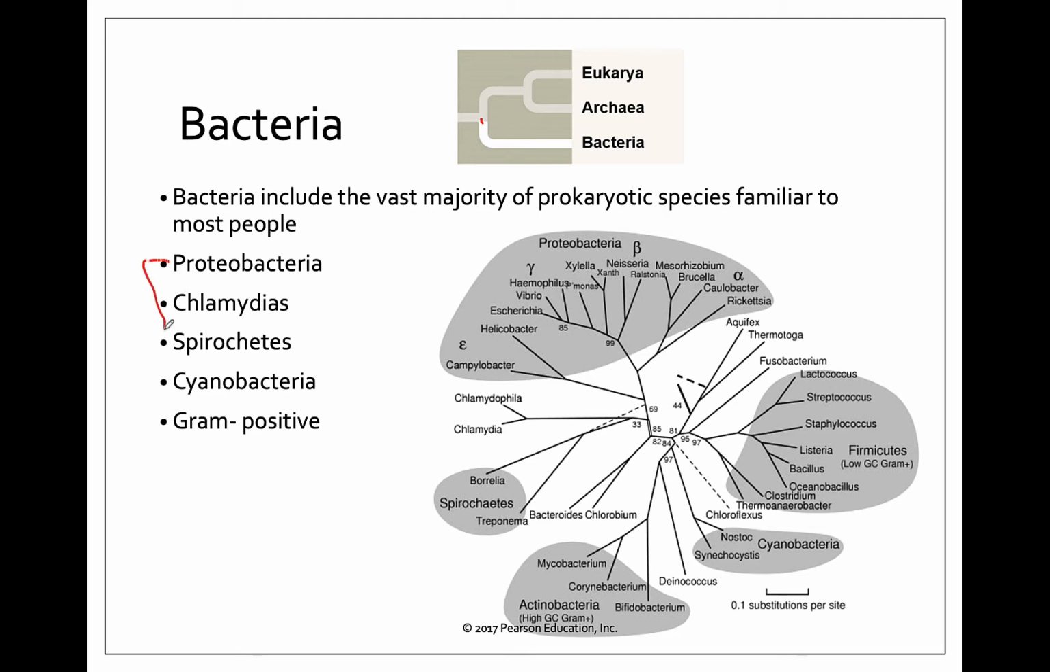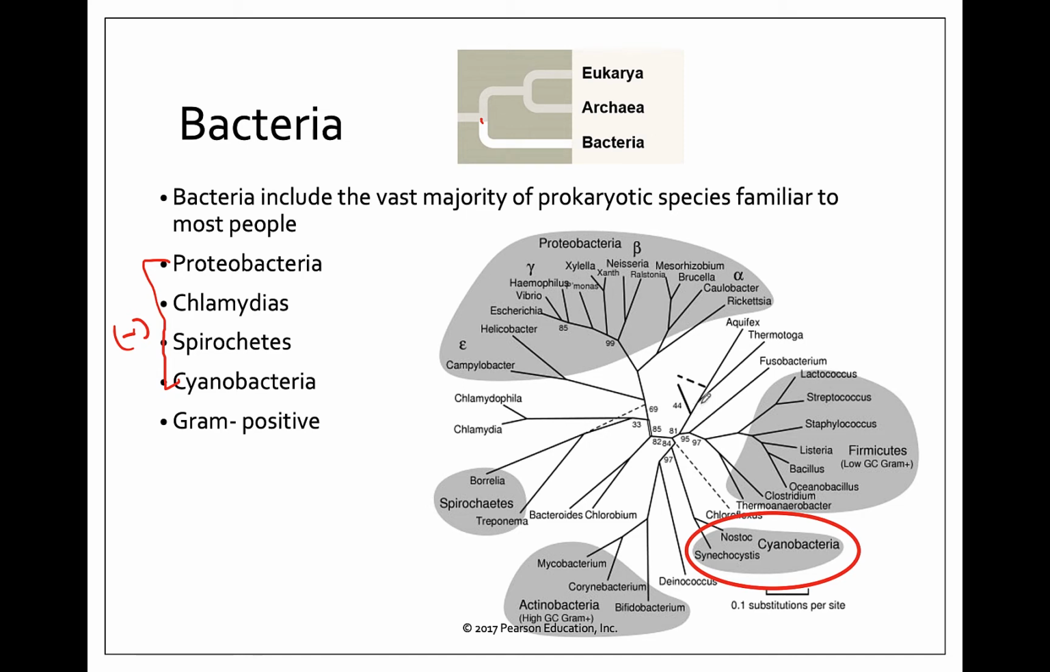Most of these groupings are actually gram-negative. So we've got the Proteobacteria that create this kind of clade up here. The chlamydias have a clade over here. The Spirochetes have another clade over here. And then the cyanobacteria over here, and these are the photosynthetic ones. And notice these all branch off the tree in different places.